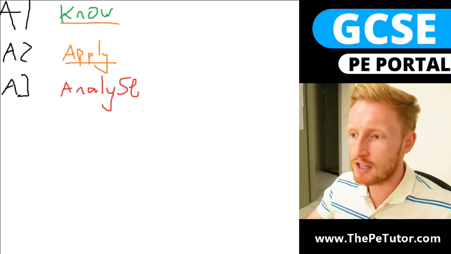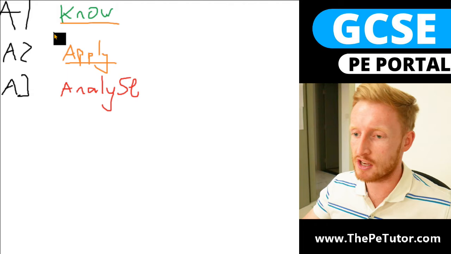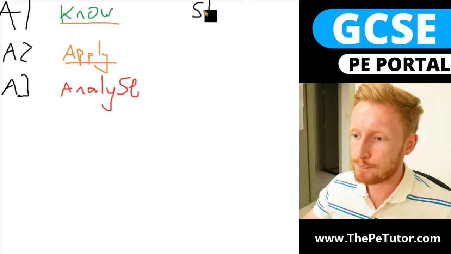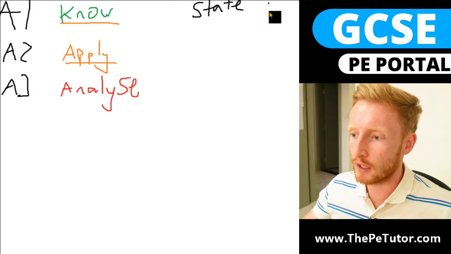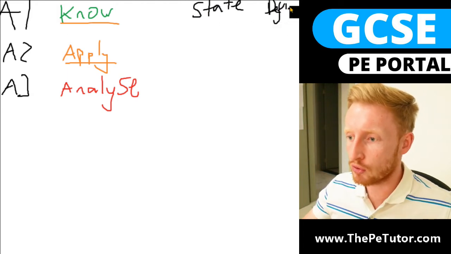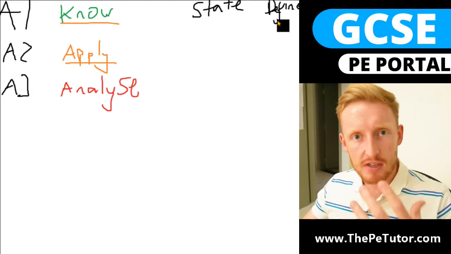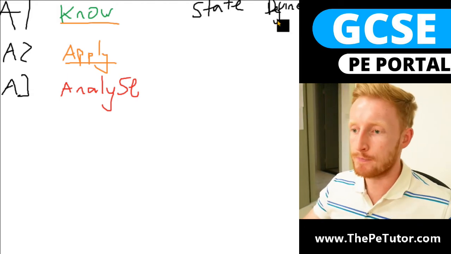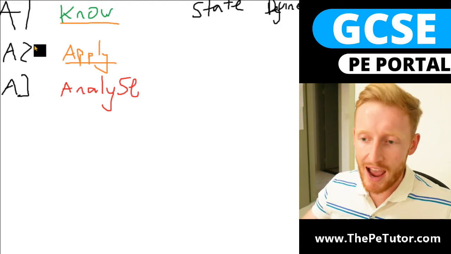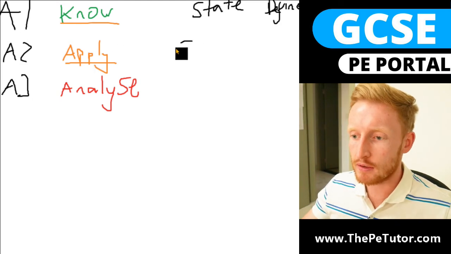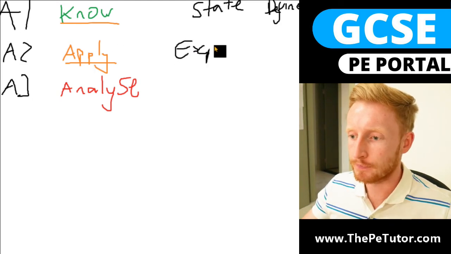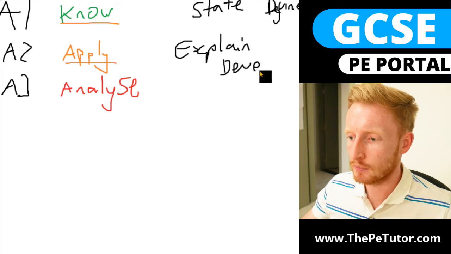So different terms that we need to be on the lookout for AO1 assessment are things like state or define or describe, outline. Very simple, easy to answer cue words. AO2, we start to hear terms such as explain, develop, expand.